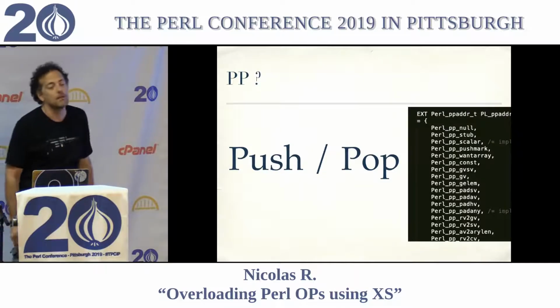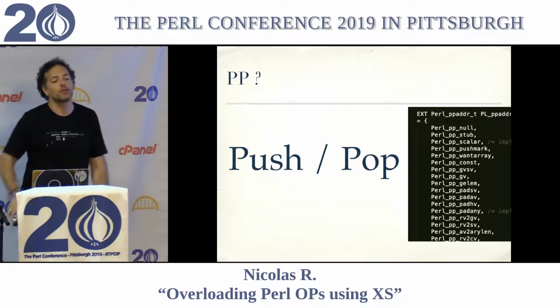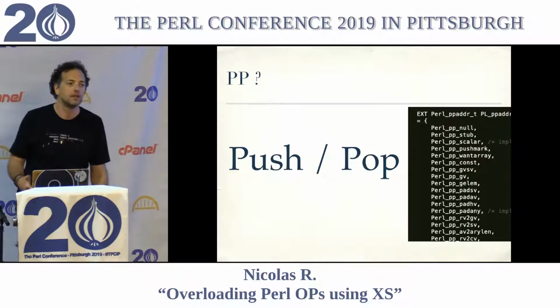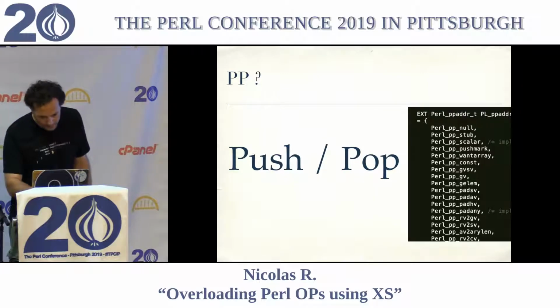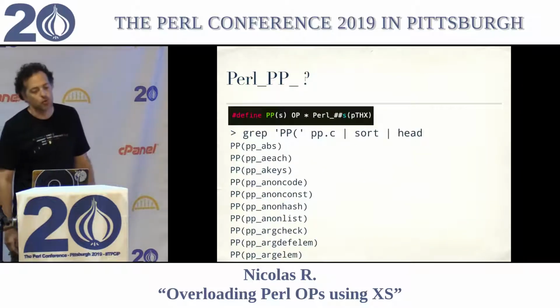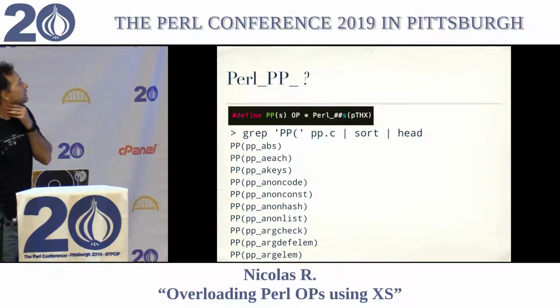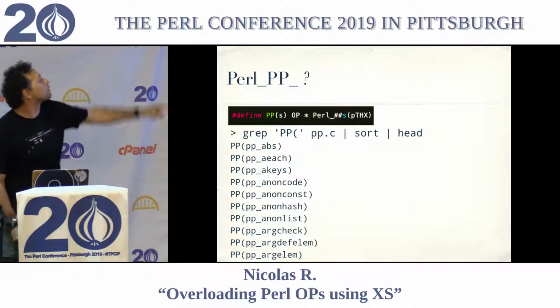Why PP? Mainly because you are pushing some value from the stack and then putting them back for most cases. So it's a push-pop operation on the stack. If you grep where these PP functions are defined, first, if you grep for Perl_pp, you will not find them.